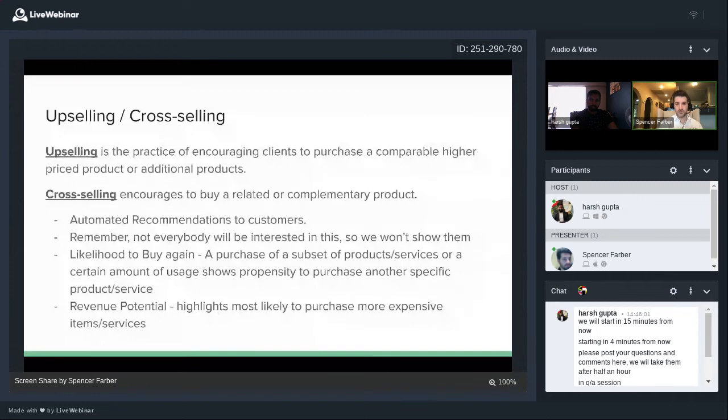And then, of course, the revenue potential. This highlights the most likely to purchase more expensive items or services. It speaks a little bit to what we were talking about in the last slide with customer lifetime value, but there are absolutely clients that, again, have more meat on the bone. And where do you focus? You can make assumptions based on the size of a company or their revenue, but really your focus should be based on what the data tells you using artificial intelligence.